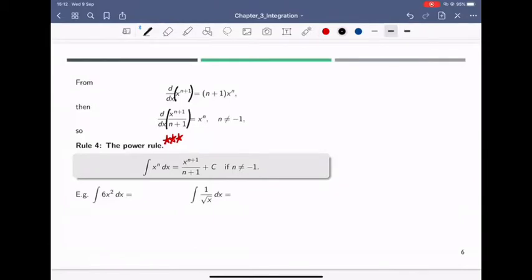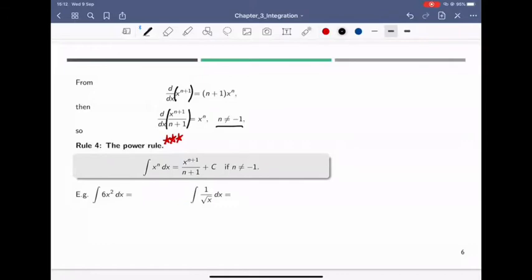Keep in mind that here n is not equal to negative 1 because you divided everything by n plus 1. If n is equal to negative 1, your denominator is going to be 0 and it is undefined. So n cannot be negative 1. But for any other value of n, you can obtain this formula.